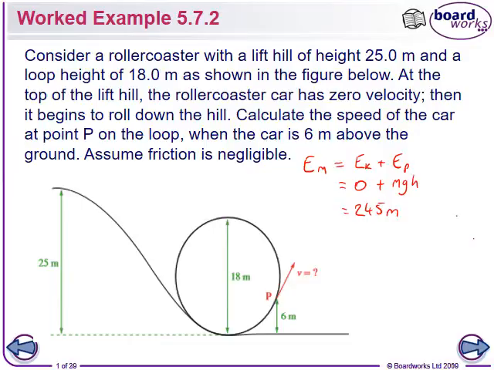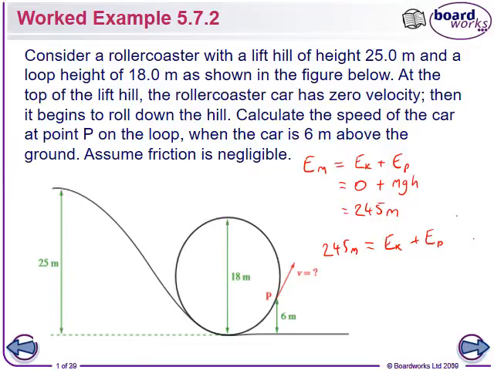So we want to find our kinetic energy at the end. And so again, our mechanical energy will be constant. If our mechanical energy is constant, then we know that this 245 m at the end is going to be made up of our kinetic energy plus our potential energy. So if our mechanical energy is 245 m at the start, it'll be 245 m at the end.